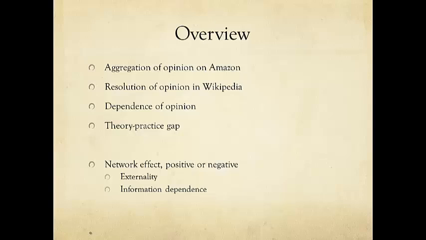In the last 3 lectures, we have gone through the following set of topics. We talked about aggregation of opinion on Amazon by averaging their ratings. We then talked about the resolution of opinion and conflicts in Wikipedia through voting and bargaining theory. And now we are going to talk about the impact and models of dependence of opinion.